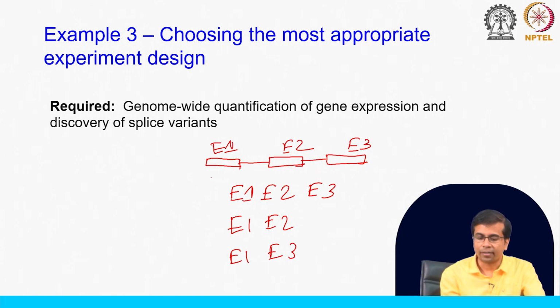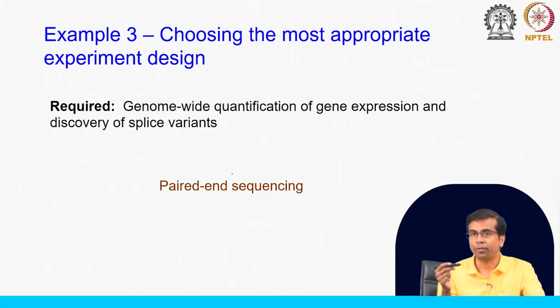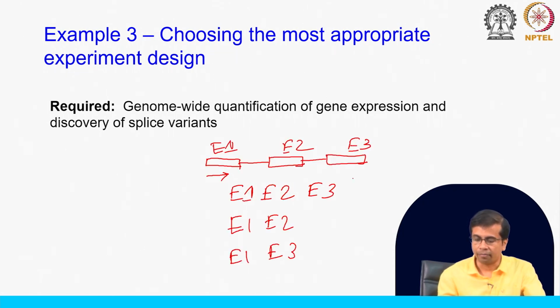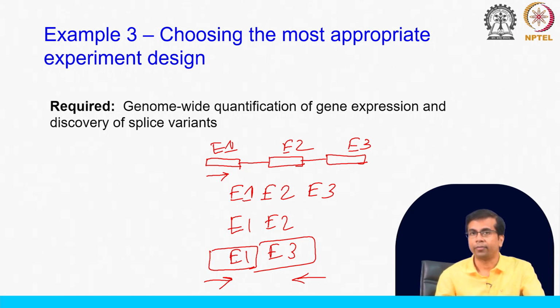Here, just doing single end sequencing may not be good enough, and you probably want to do paired end sequencing. Because if, for example, in this scenario, you have the E1, E3 combination and you get these reads, one of which falls on E1 and the other falls on E3, and they are from the same DNA fragment, then it will tell you that this is probably a splice variant. This is an E1, E3 splice variant. This is a different combination than having all these exons in there.